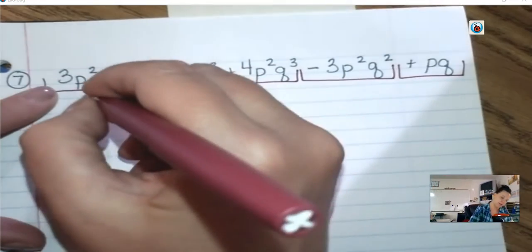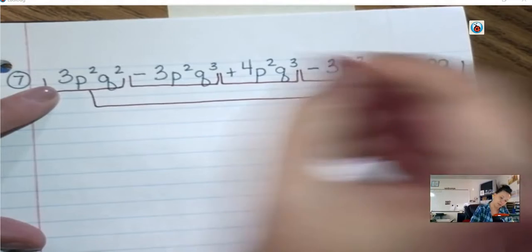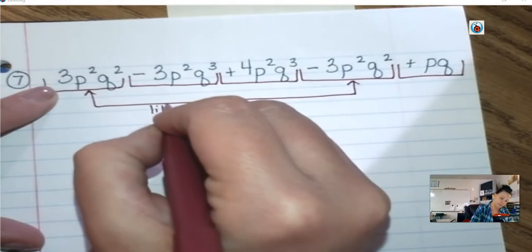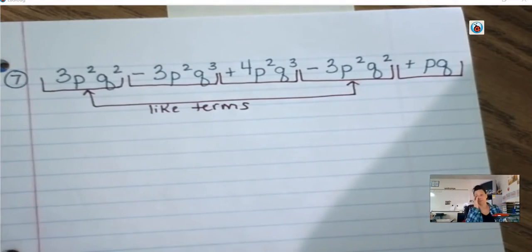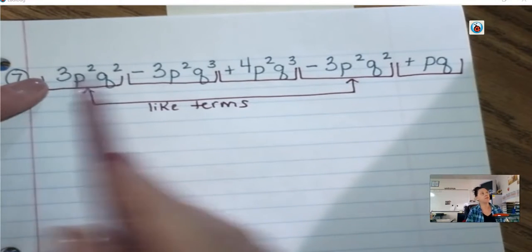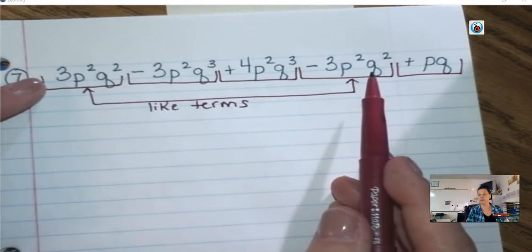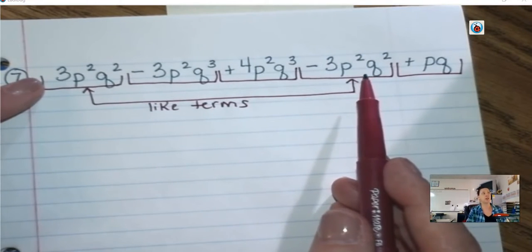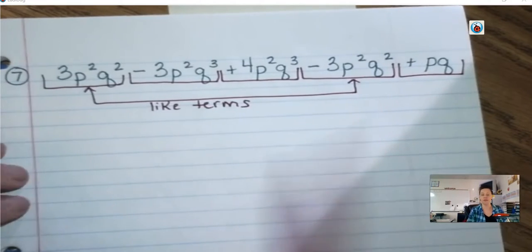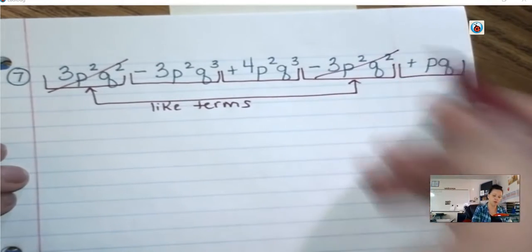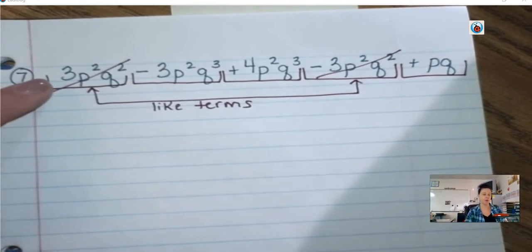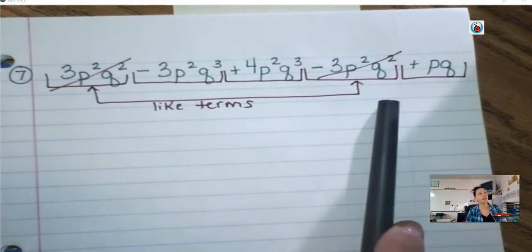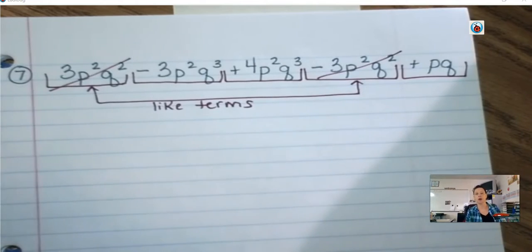So there are these two. Well, I have 3 of them, and then I have minus 3 of those. So they're going to get rid of each other. I'm going to have 0 of them. So when there's 0 of them, we don't need to write them. You don't need to put them at all. If I had 3 p2 q2 and then I had negative 3 p2 q2, they're gone.